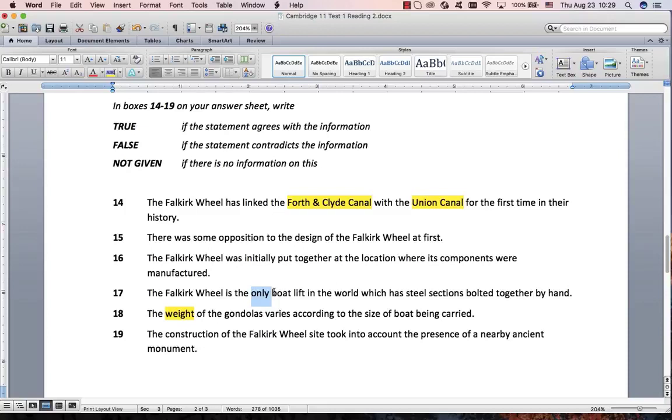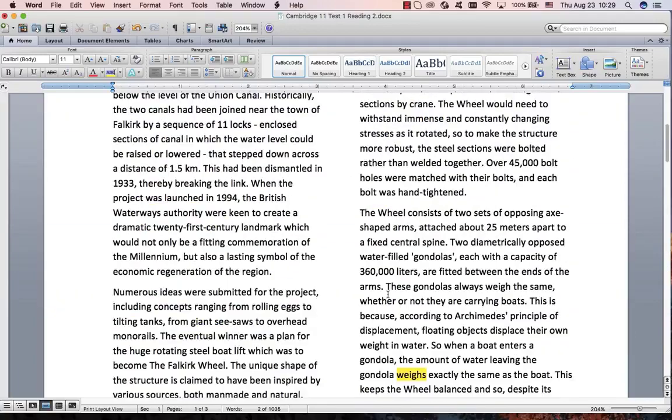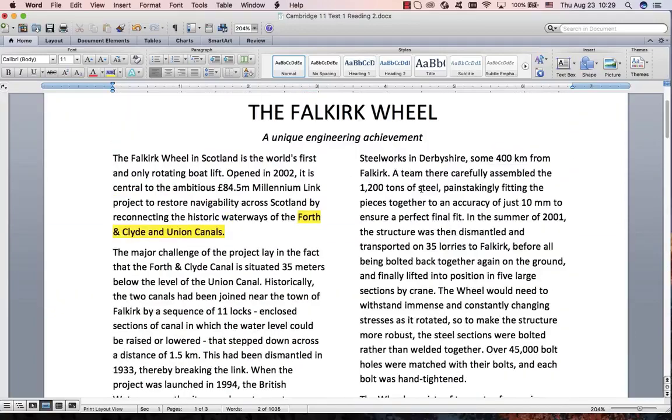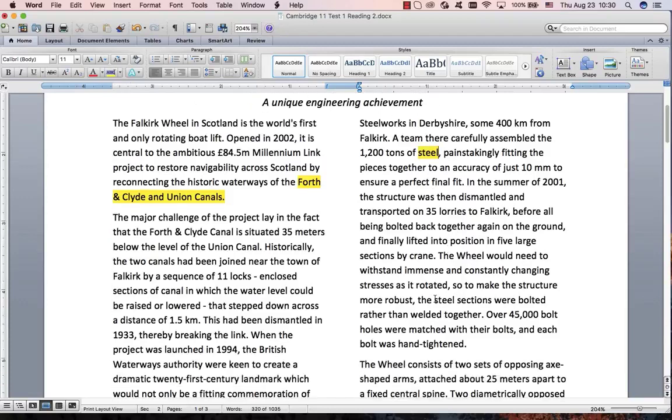Only boat. IELTS loves this word. In the world, which has steel sections bolted together by hand. Remember by hand? We had by hand in cork. Steel sections, only boat in the world. Steel sections. There's steel. By hand. Steel sections. Hand tightened. Great.